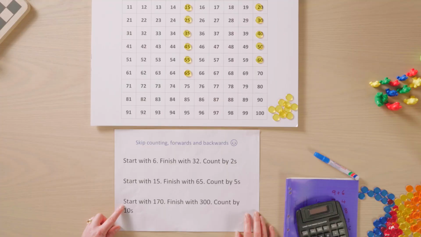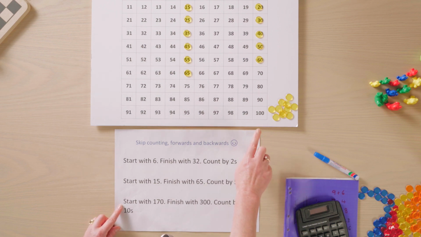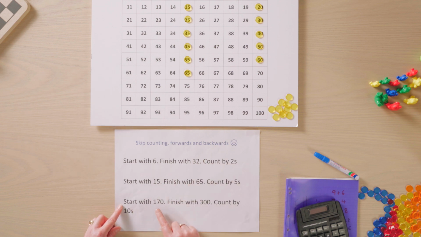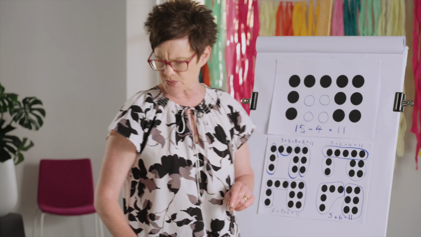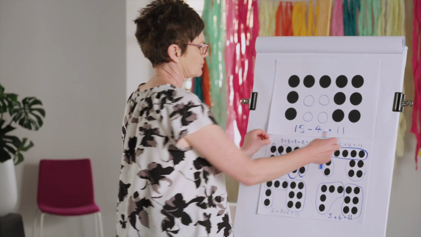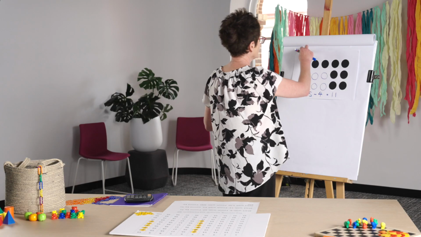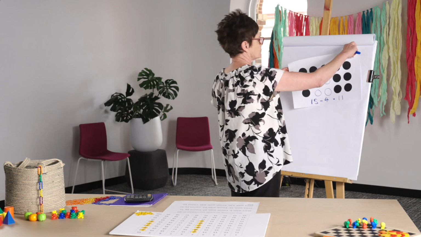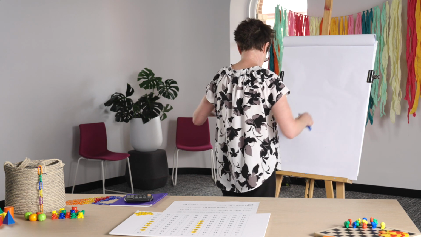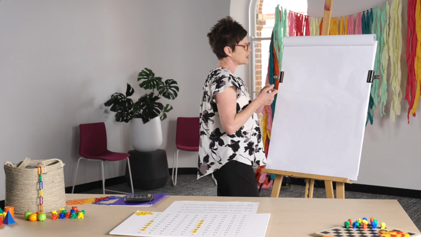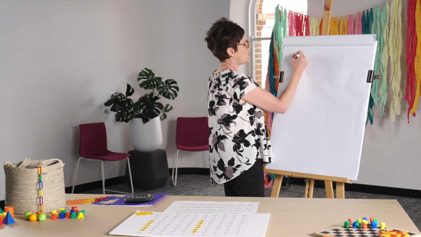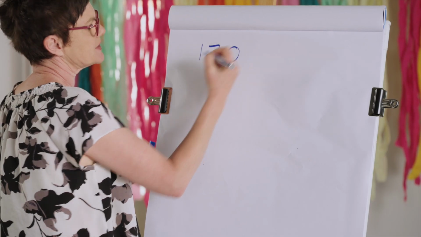And start with 170, finish with 300, count by 10s. Now this number chart only goes to 100. So we're going to have to think about where 170 is. So let's write this one down. Counting by 10s, starting at 170.